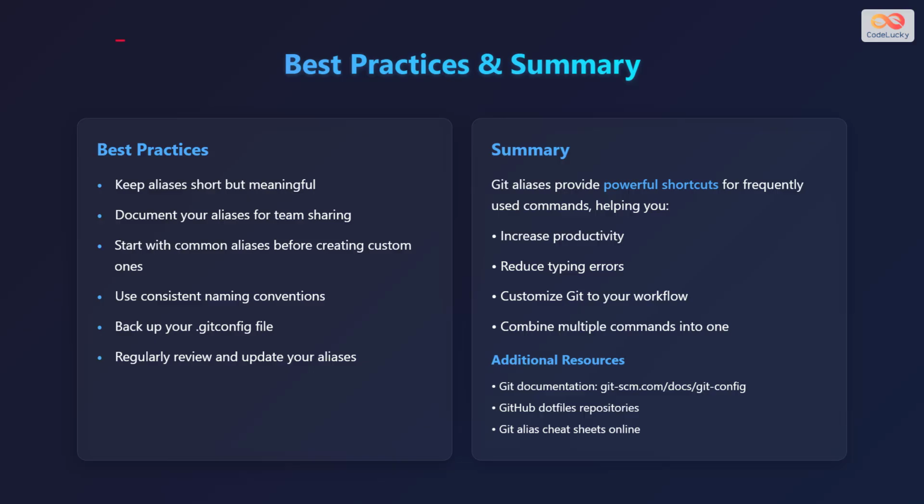Here are some best practices to keep in mind when creating Git aliases. Keep aliases short but meaningful. Document your aliases for team sharing. Start with common aliases before creating custom ones. Use consistent naming conventions. Back up your .gitconfig file. And regularly review and update your aliases.